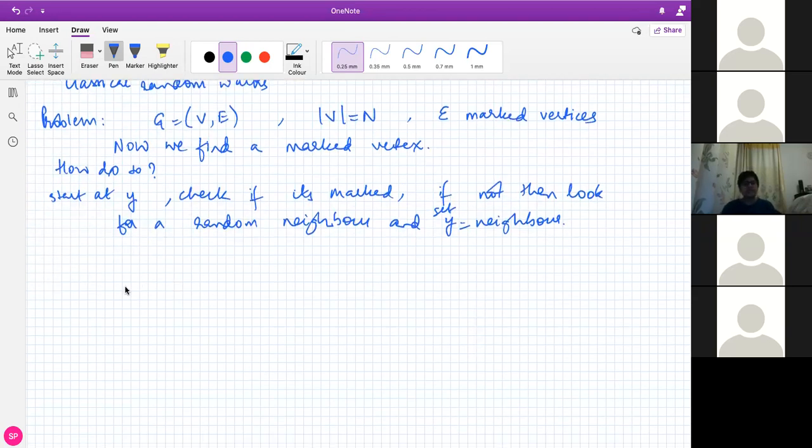So you have a graph, you know there are some marked vertices, and you have some neighbors. You just randomly pick some neighbor and then check if it is marked. If it is not, then again do the same thing on this vertex. Now let's see the complexity of such an algorithm.